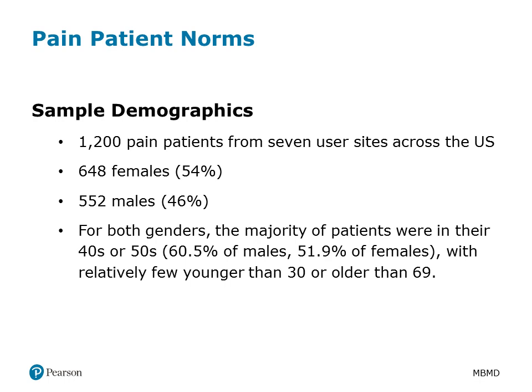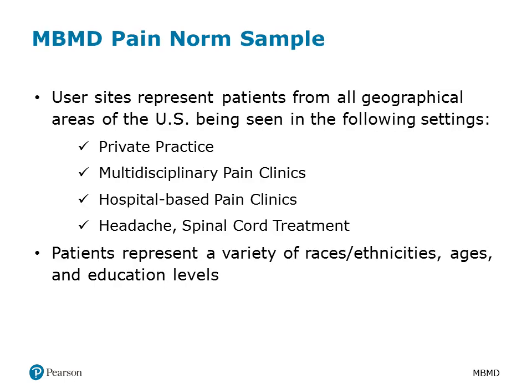The MBMD chronic pain norms are based on a sample of 1,200 chronic pain patients drawn from 7 user sites across the country. The sites were diverse, representing a variety of settings in which pain patients are commonly evaluated. Nearly all the patients for the validation study were recruited between 2006 and 2009. Approximately 70% were white, with African Americans and Hispanics slightly over 10% each in the sample. Finally, about 61% of the total sample had a high school education or less, with only about 15% having earned at least a 4-year college degree.